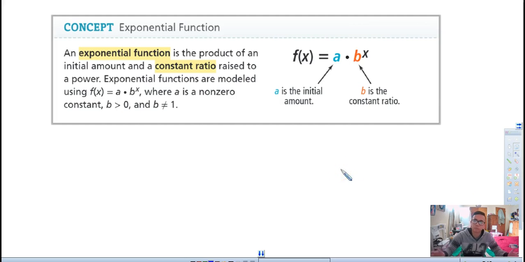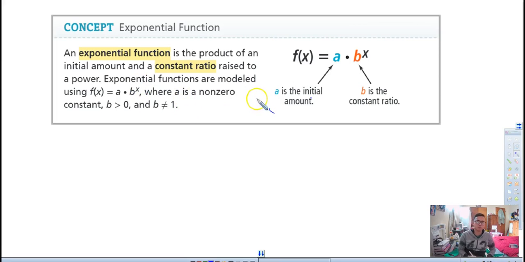Now that we did the graph of an exponential function, and we say that the graph of an exponential function has an asymptote, this is now the concept of exponential function, and we'll dive in more as we go on with exponential function as a lesson. An exponential function is the product of an initial amount. When we say initial amount, it's the a here, and the constant ratio. When we say constant, it's stable, raised to the power.